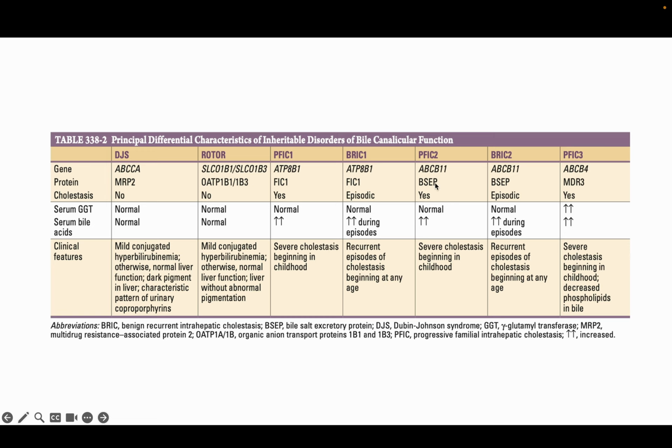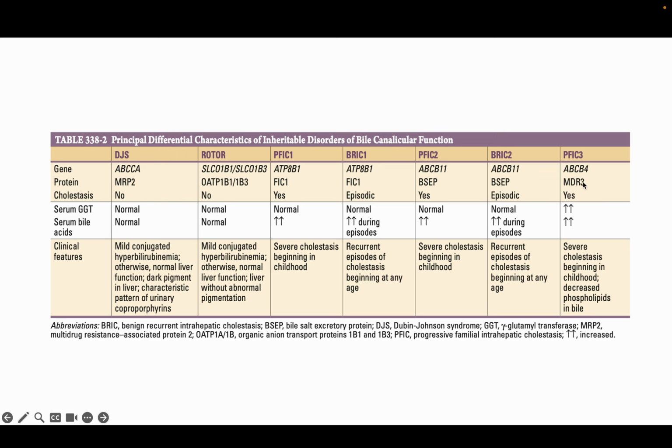PFIC2 is due to an ABCB11 mutation. There is severe cholestasis in childhood, but they have a higher risk of hepatocellular malignancy, a higher malignancy risk compared to the others. In both of these, GGT will be normal. Gamma glutamyl transferase will be normal though there is a cholestatic pattern. The GGT will be normal in these patients. So, severe cholestasis in childhood, and hepatocellular malignancy is a possibility in PFIC type 2. In the same way, if the nature is recurrent and episodic, it's called BRIC type 2, which is more benign.